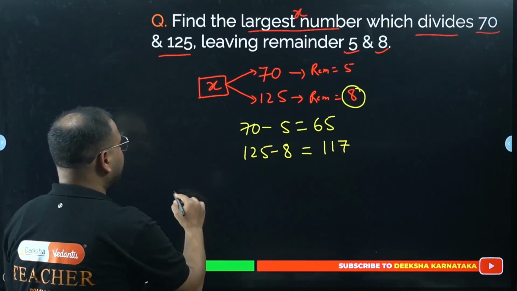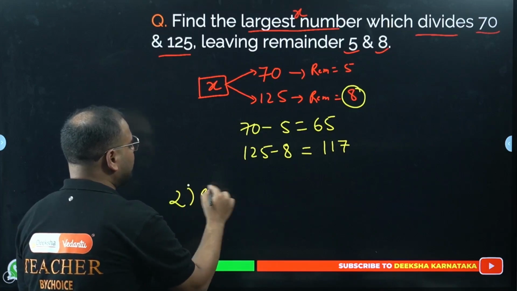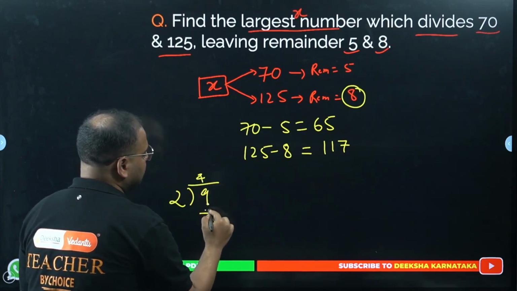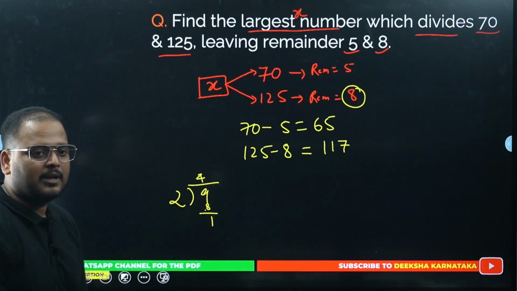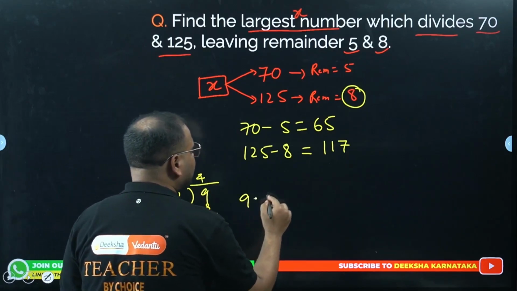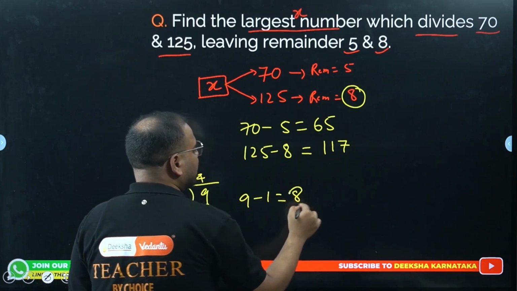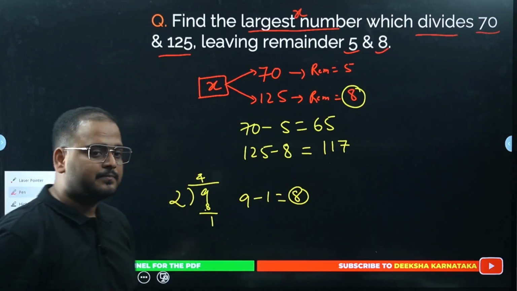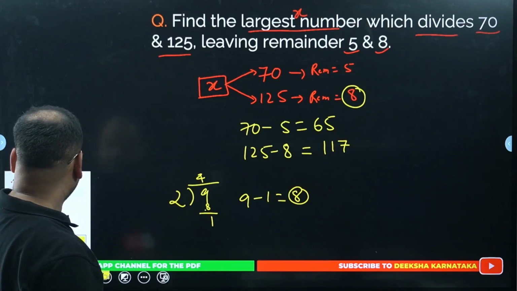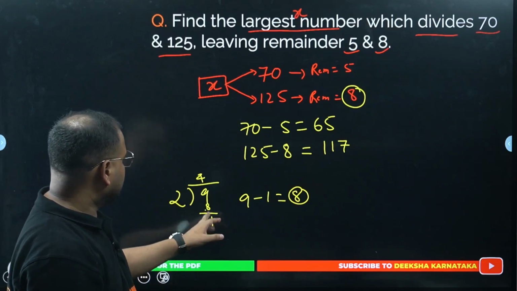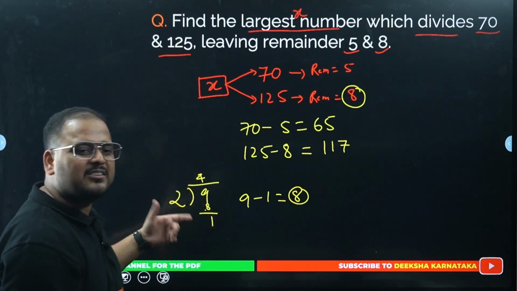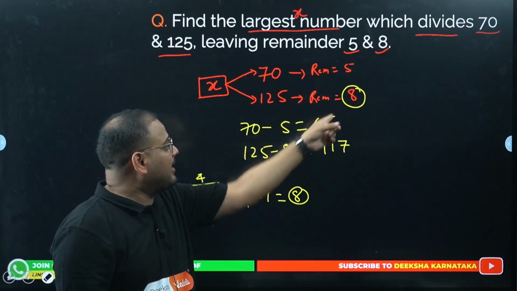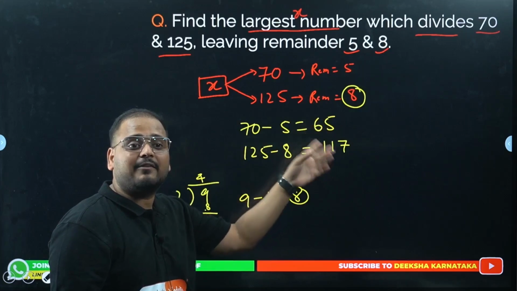If I, let's say, divide 9 by 2, what is my remainder? 1, because 2 4s are 8. The remainder is 1. Now if I take 1 out from 9, what is the answer? 8. Now 8 becomes divisible. Okay. Yes, let me erase this part, not required, just to explain to you. Same way, if we have subtracted 5 and 8 from the numbers, we are getting 65 and 117.